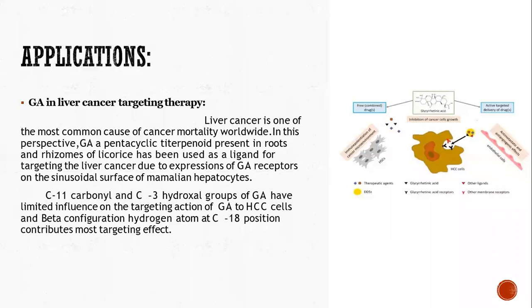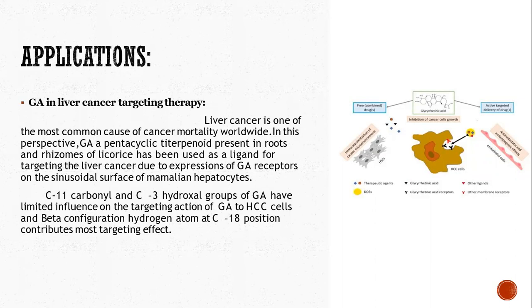Applications of GA. GA is used in various fields nowadays, and the basic functions of glycyrrhetinic acid are very commonly used. The major application of glycyrrhetinic acid is in liver cancer targeting therapy.